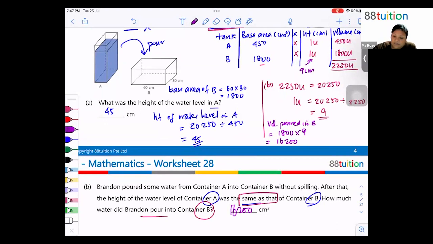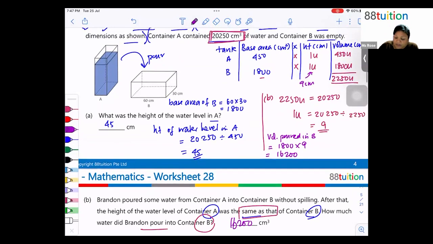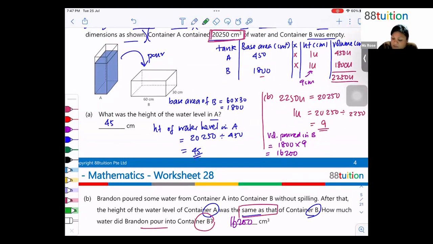Now, this table is quite useful. It teaches you base area times height to give you volume. And because you need to make the height the same, like in this case, the water level of A was the same as the water level of B, I make them the same. You can use X, no problem.